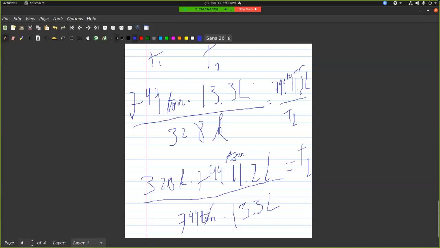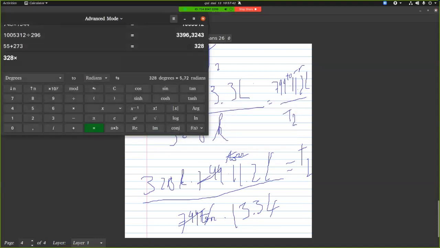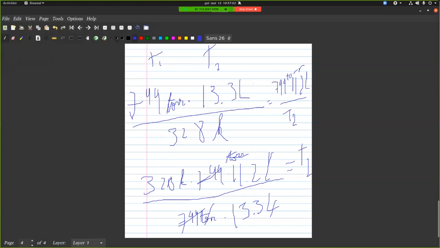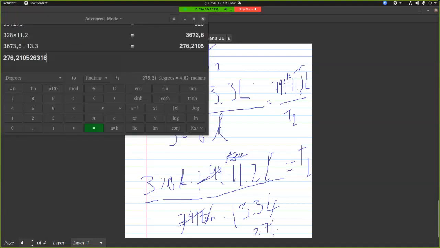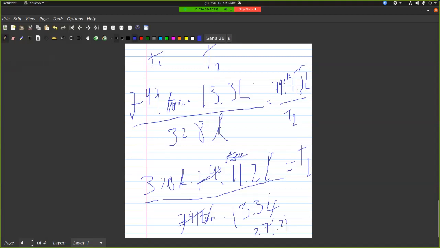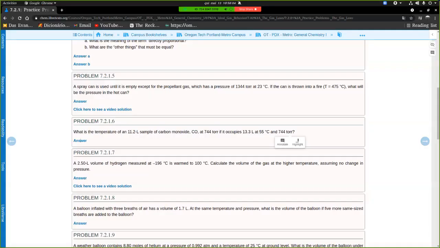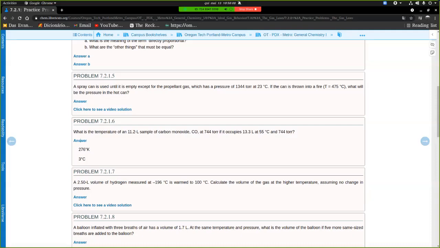Okay, so torr cancels out with torr, liter with liter, and we're left with Kelvin. Temperature, Kelvin. Okay, good. So now 744 cancels out with 744, and we have 328 times 11.2, right? And then we divide by 13.3. 276 Kelvin. 276.21 Kelvin. We're dealing with Kelvin. 276 Kelvin, or in degrees, we just have to take out 273, which is 3 degrees, but we are currently working with Kelvin.